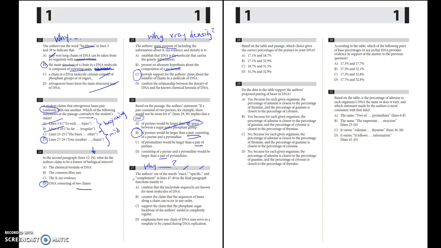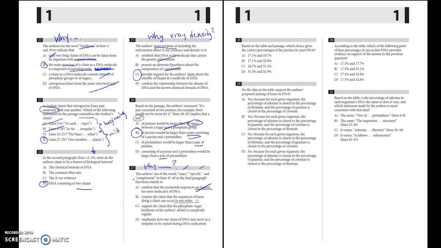Okay, so confirm that nucleotide sequences are known. Well, it says if we knew, so no, that's not right. Counter the claim that the sequence can occur in any order. Okay, all right, well, a little bit. I'm kind of meh on that answer. Support the claim that the phosphate sugar backbone is completely regular.